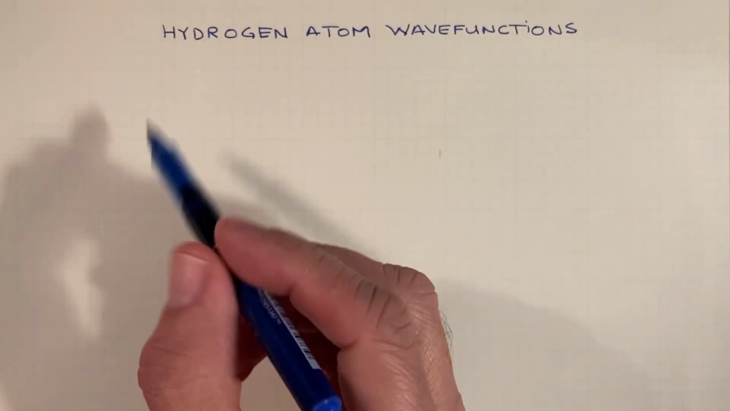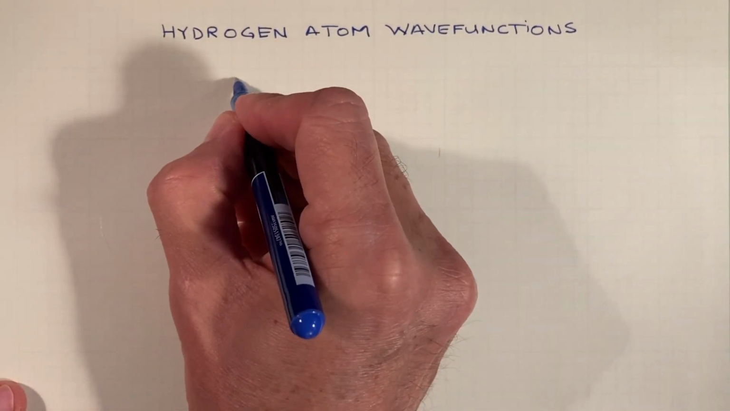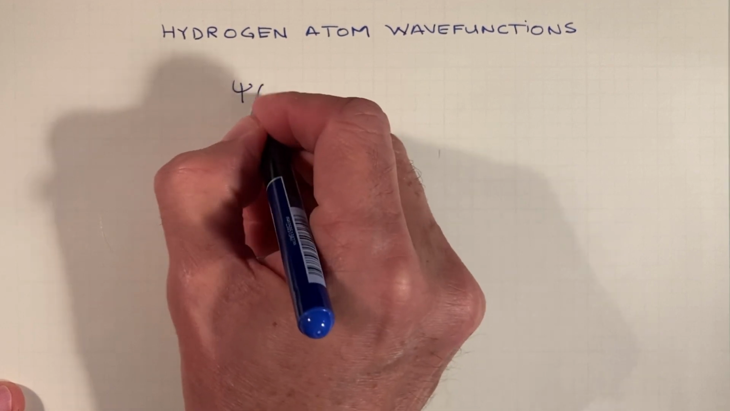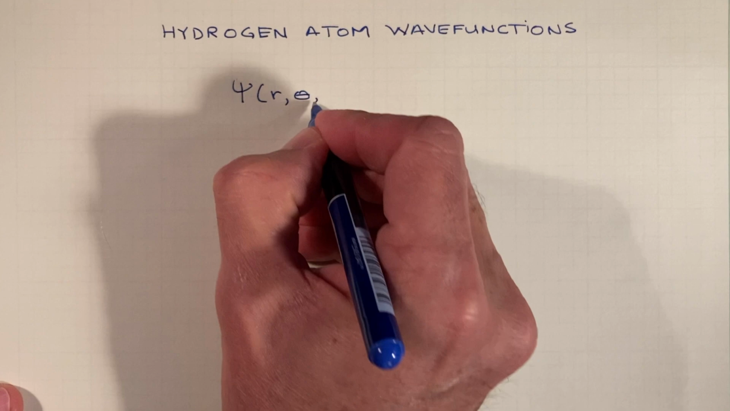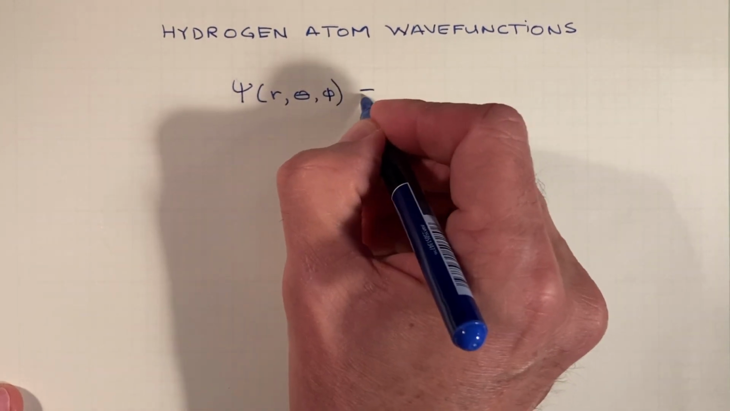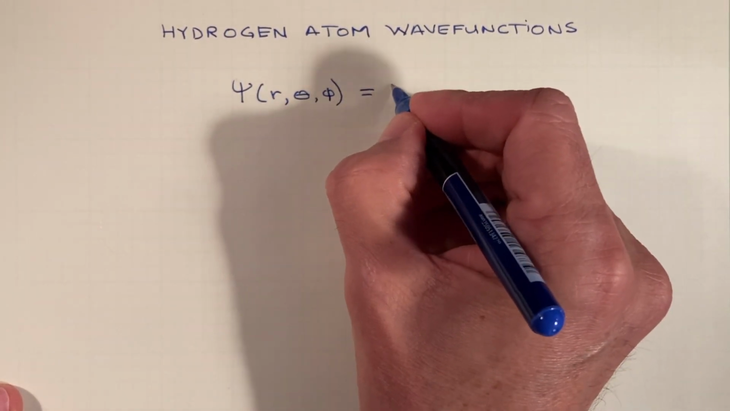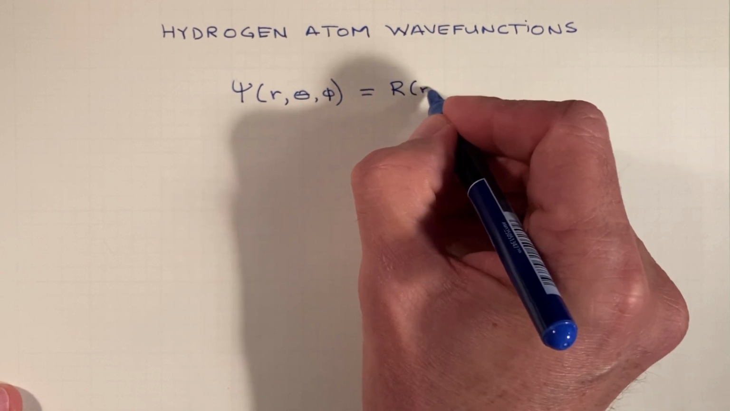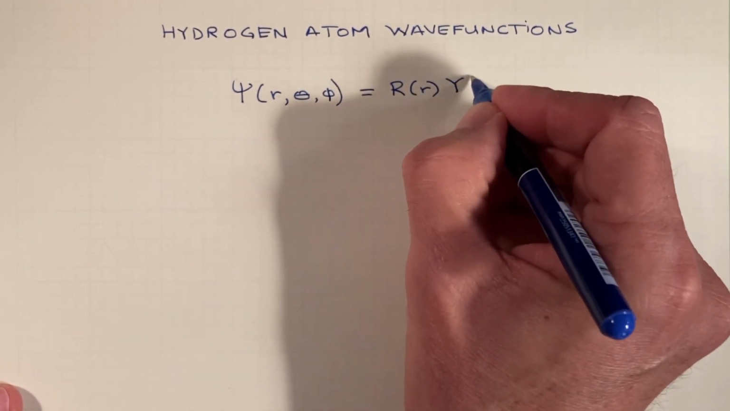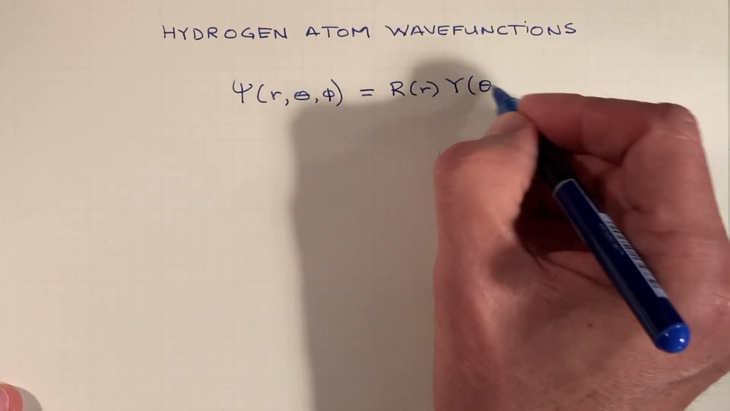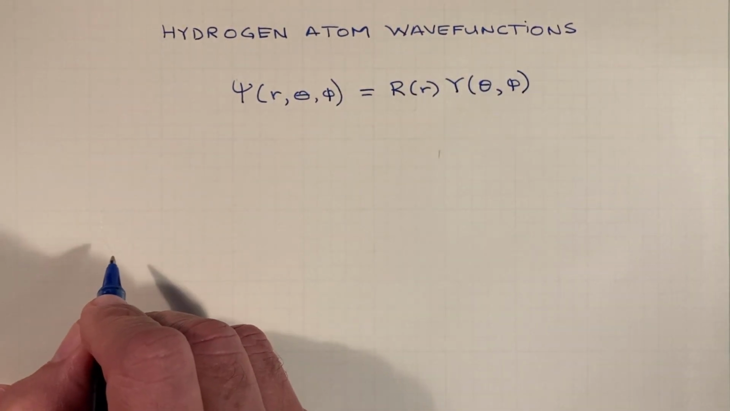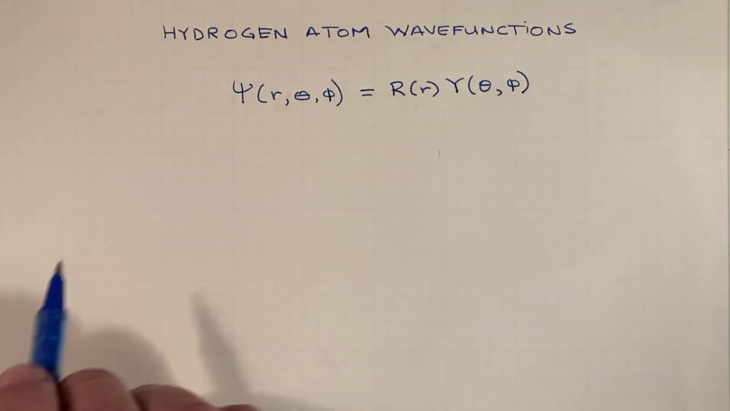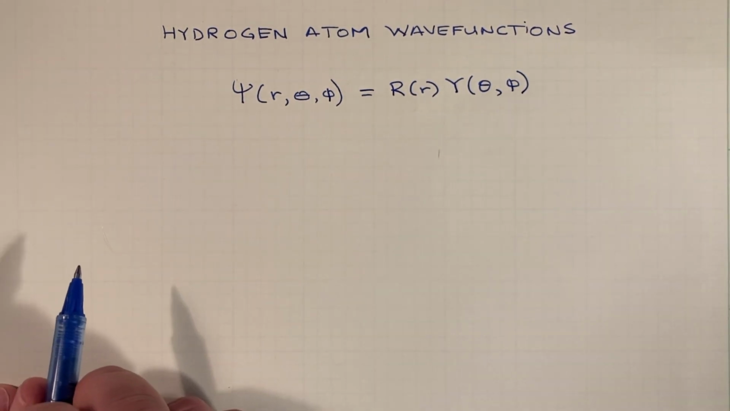The hydrogen atom wave functions can be expressed in spherical coordinates as a function of r, theta, and phi, in terms of two distinct functions, one containing the radial dependence and the other one containing the angular dependence in terms of theta and phi. This is now the general form of the hydrogen wave functions.